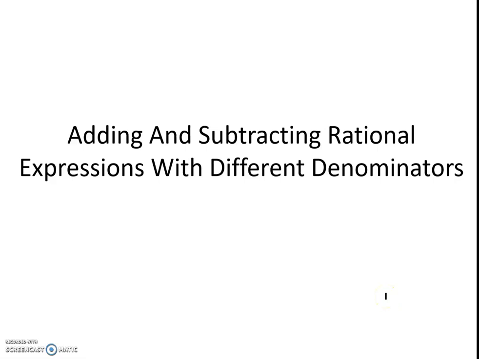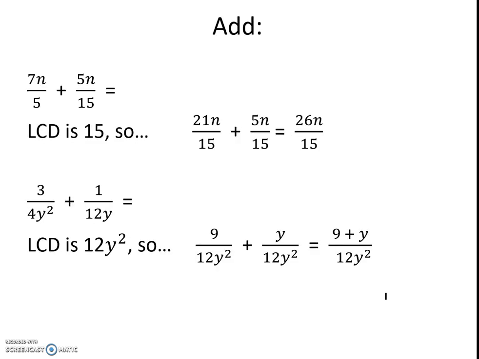Today we're going to be looking at adding and subtracting rational expressions with different denominators. Our first example is 7n divided by 5 plus 5n divided by 15. The LCD is 15, so we change 7n divided by 5 to 21n divided by 15, and we add 5n divided by 15 for our answer of 26n divided by 15.